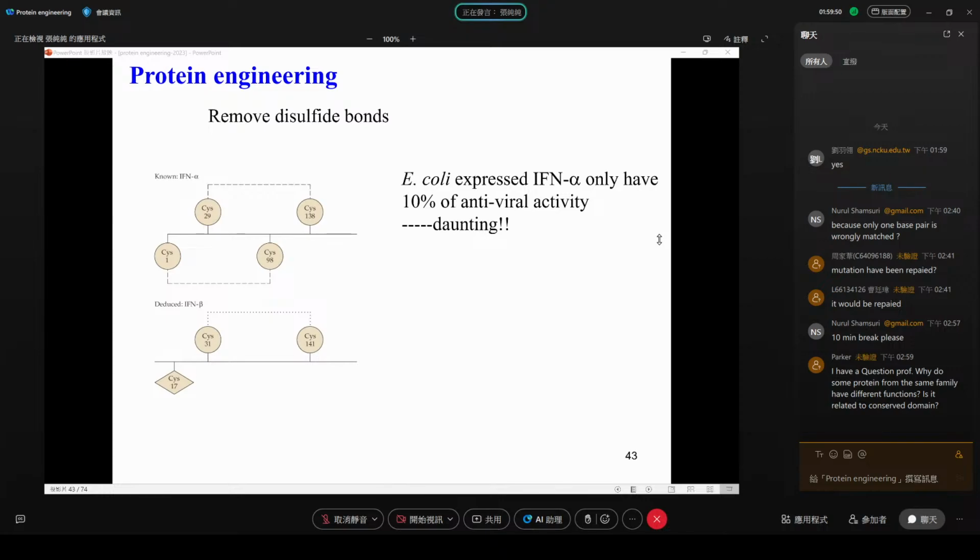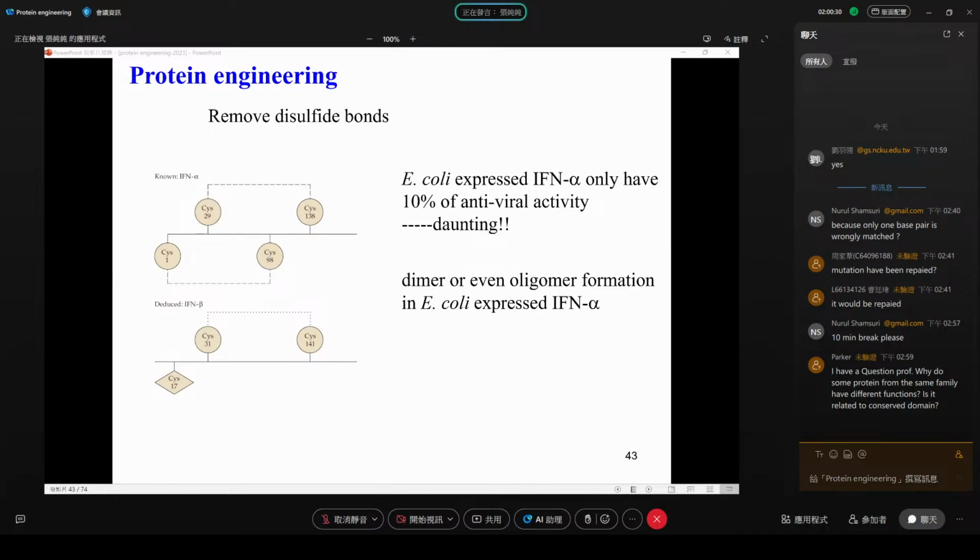But unfortunately, you can see in the slide, E. coli expressed recombinant interferon alpha has only 10% of antiviral activity. That's terrible. They almost cannot do anything. Later on, they figured out that it forms dimers or even oligomers between the interferon alpha proteins. In E. coli, they will form dimer or oligomer. This kind of protein has less activity for human beings.